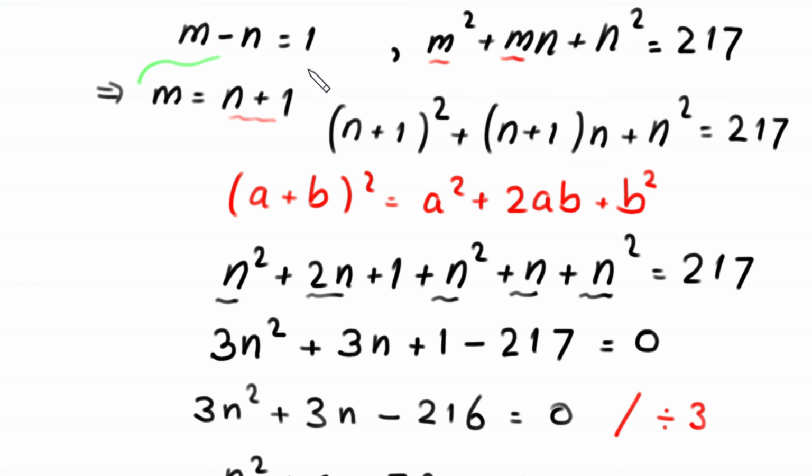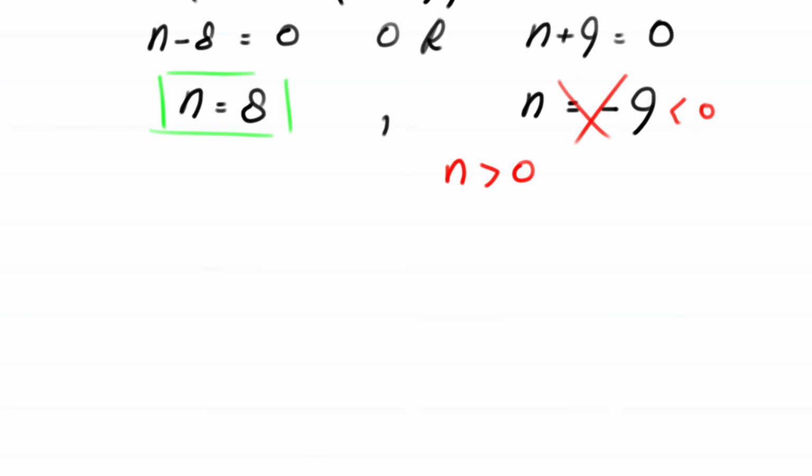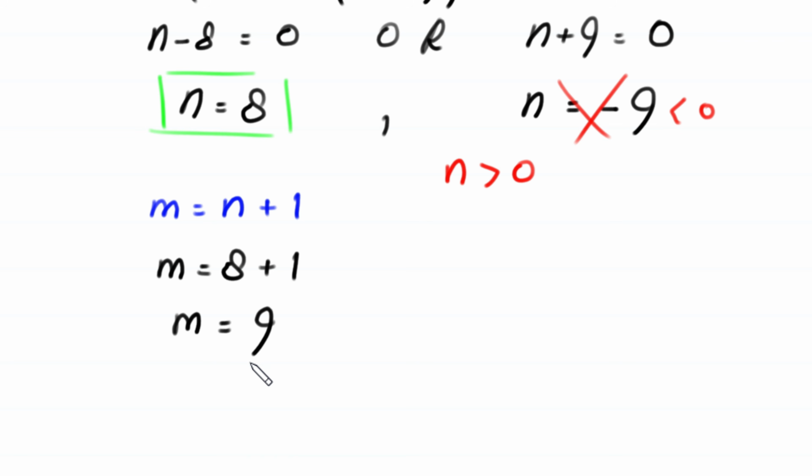M is equal to n plus 1. We recall that m is equal to n plus 1. So m will be equal to 8 plus 1, and m will be equal to 9. So from this first case we get value of n 8 and value of m 9. Now we move on to case number 2.